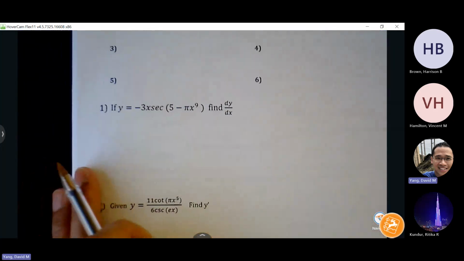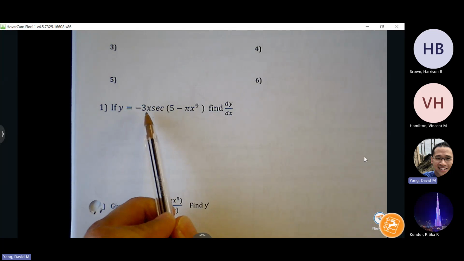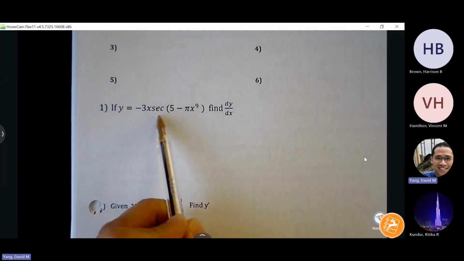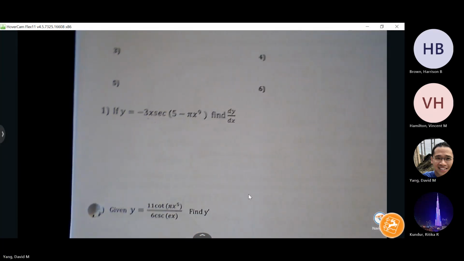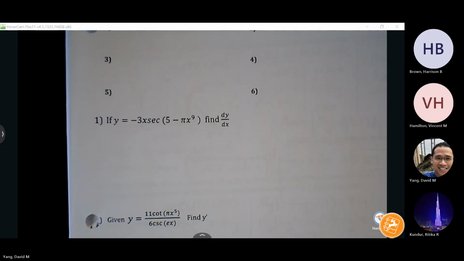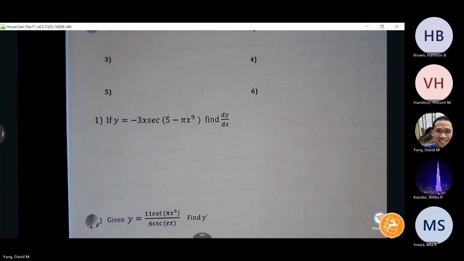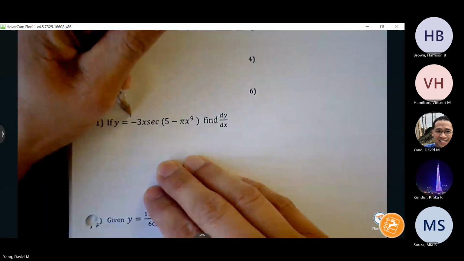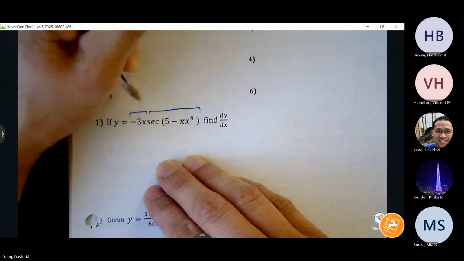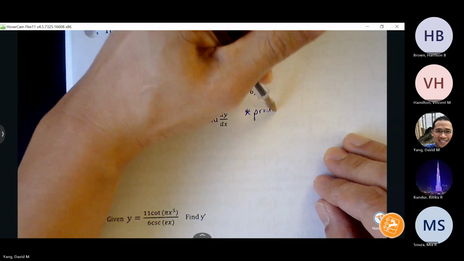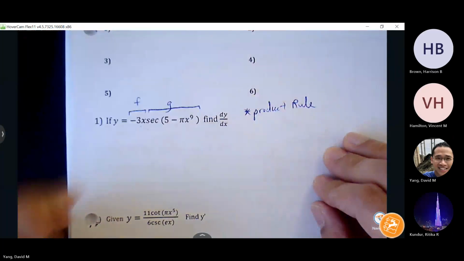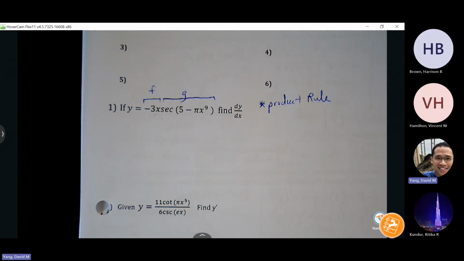Okay, so number one, hopefully we can see the need for product rule here. That negative 3x is one term. The secant of 5 minus pi x to the 9th is the second term. Okay, f prime g plus f g prime.